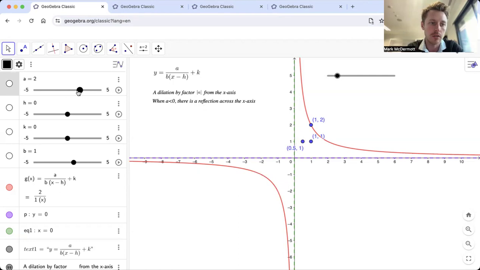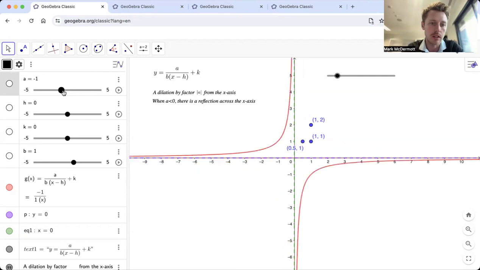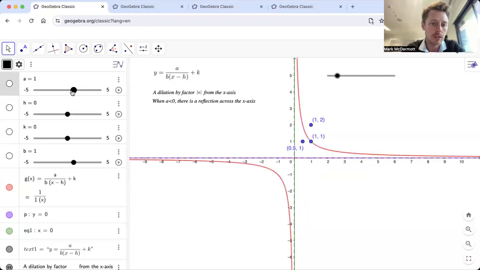Okay, and similarly, if we reflect it, let's say a is -1, it flips it across the x-axis. So it sort of went like this, and now it's like this. Okay, let's put it back to normal. Let's see what happens if we change the b value and what effect that has.